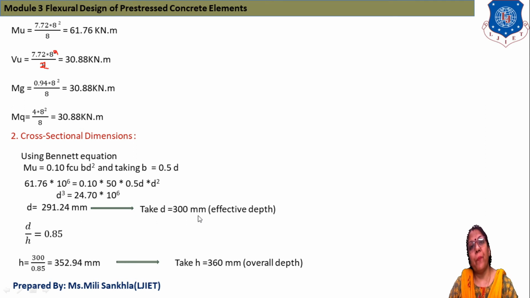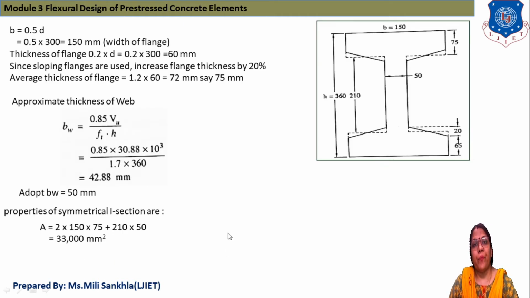to 300 mm. Now ratio of this d by h is equal to 0.85. Here h is equal to 300 divided by 0.85 and answer is 352.94 mm, and we take again round up value, that is 360 mm overall depth.